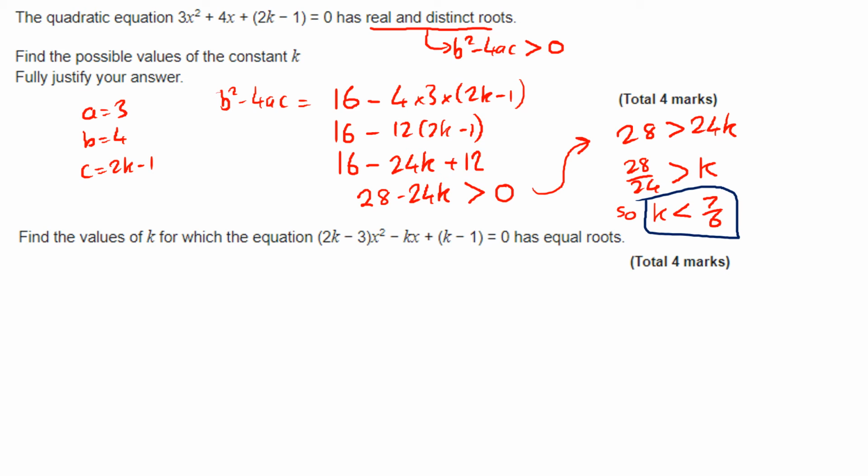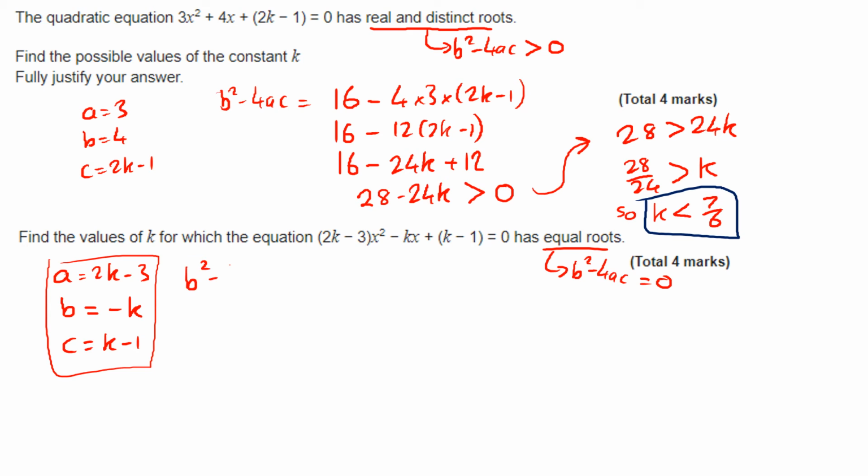Okay, what about the second question? Find the values of k for which this has equal roots. Now, equal roots, that means just one root. That means that b squared minus 4ac is equal to 0 this time. So in this case, we've got a is equal to 2k minus 3. No rearranging needed, but it is going to have some factor expanding to do. b is minus k, and c is k minus 1. So let's put that into our b squared minus 4ac. Well, b squared, that's going to be minus k squared, minus 4(2k minus 3)(k minus 1).